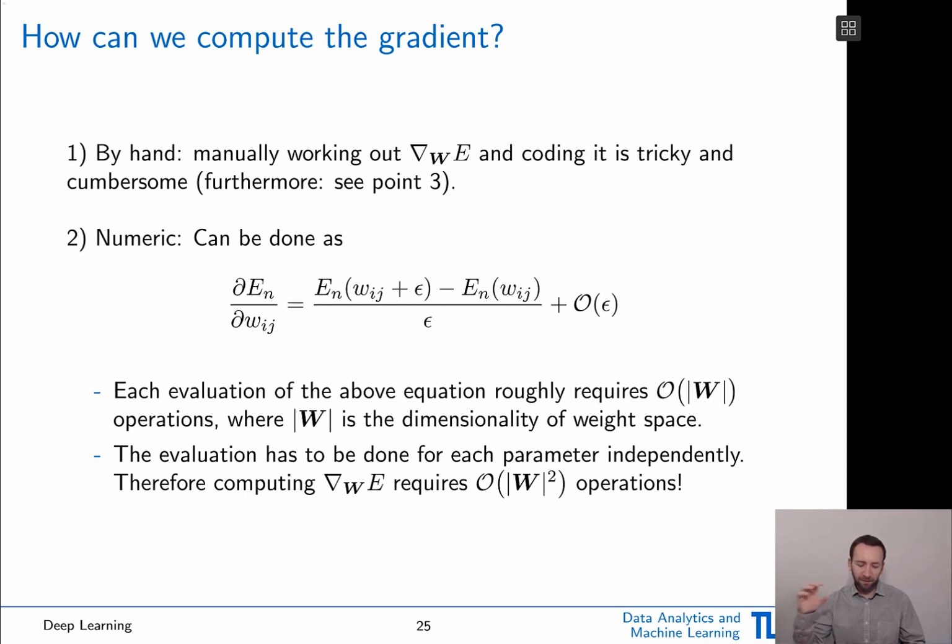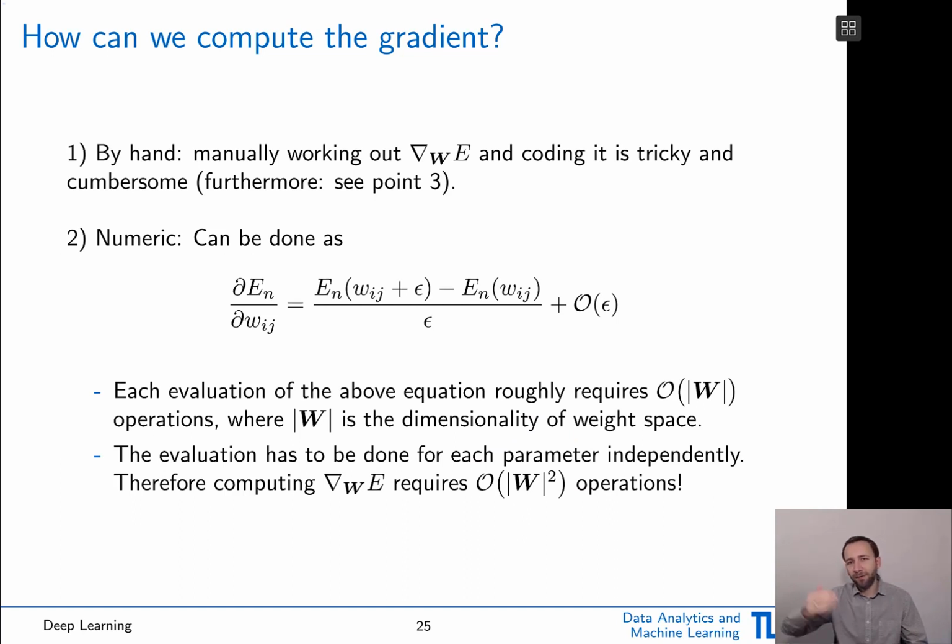Okay, so for every parameter, W many, you have to evaluate your network, meaning W many operations, which at the end of the day means you have squared in the parameter operations you have to do. So extremely expensive to get a gradient.